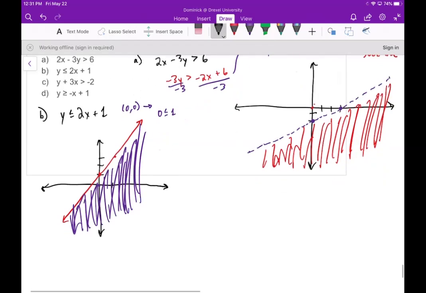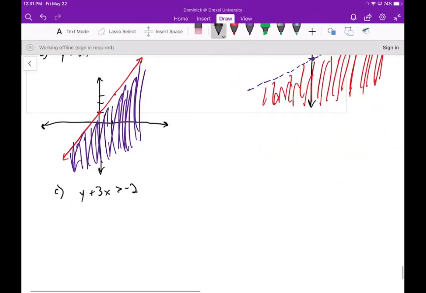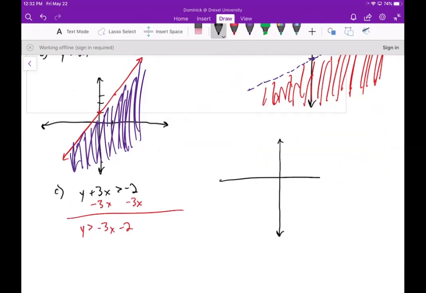Okay. Part C, we have y plus 3x is greater than negative 2. So if we get y by itself here, I just need to subtract 3x. And I get y is greater than negative 3x minus 2. So if we graph this line, I have a y-intercept of negative 2, so that's coming here. And then my slope is negative 3, so I need to go down by 3 and to the right by 1.